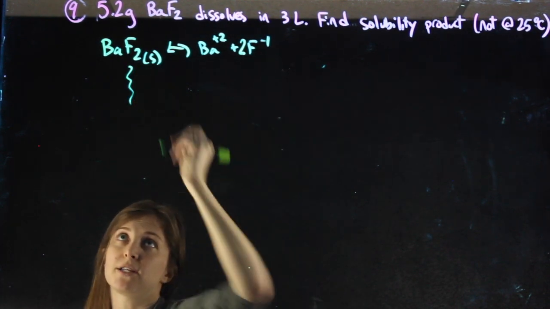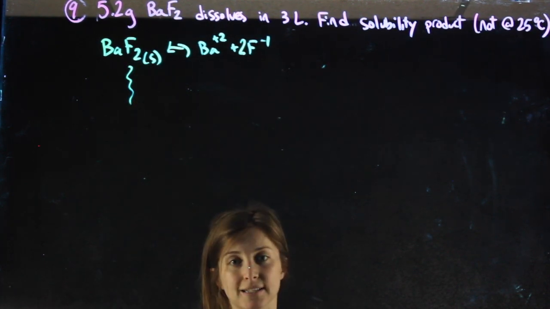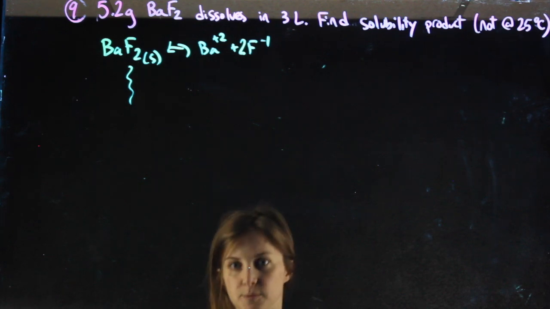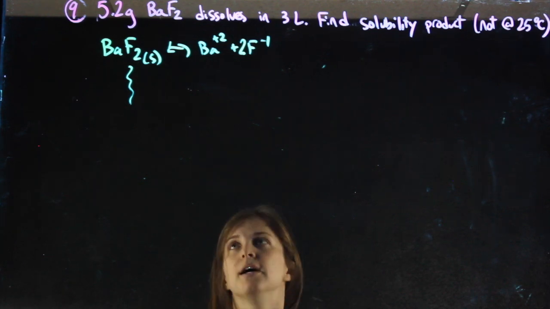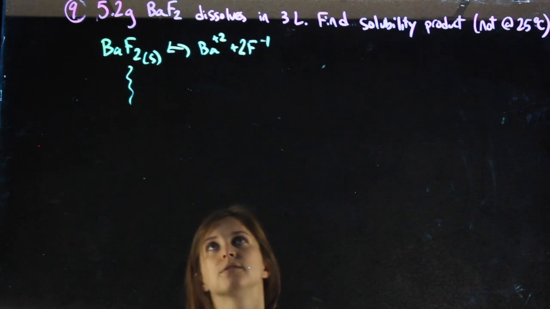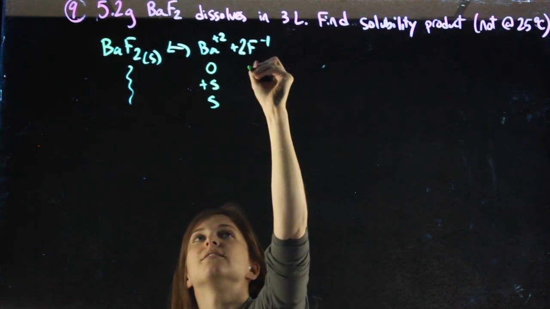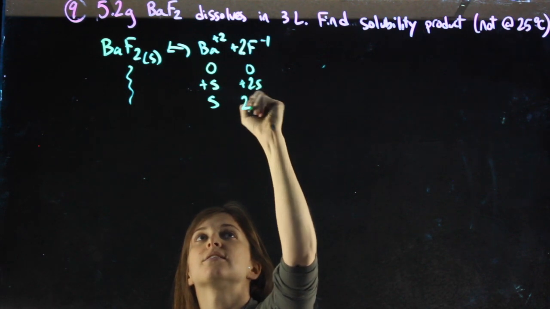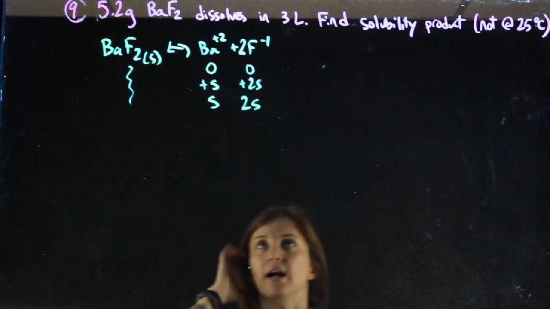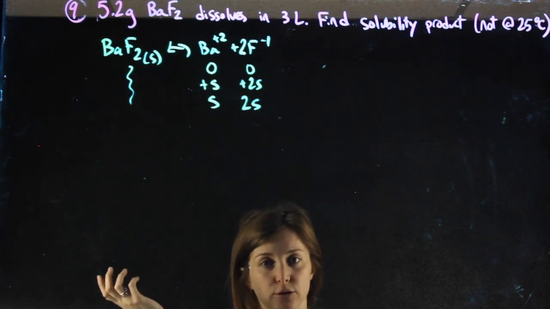I don't need to fill out my solid because it's not going to be plugged in anywhere, because KC, KSP, any equilibrium constant excludes solids and liquids. 0 plus S, 0 plus 2S. There's my ICE chart. I could assume zeros because no initial values were given.